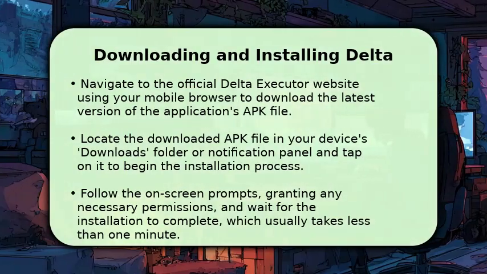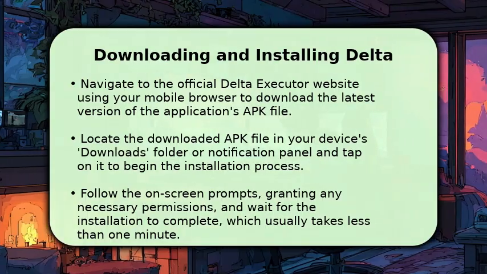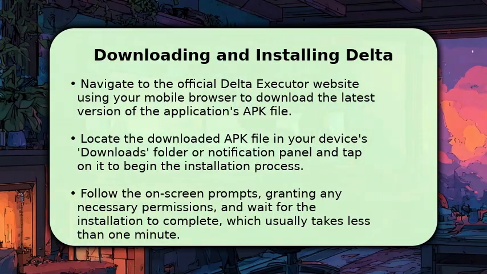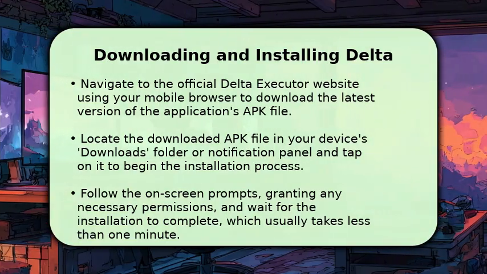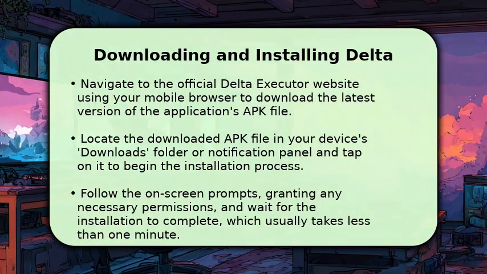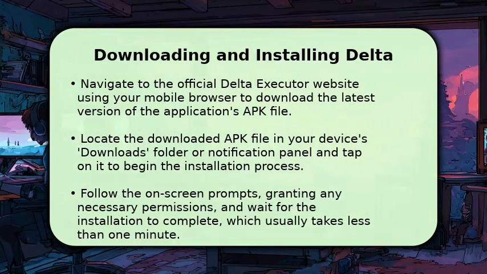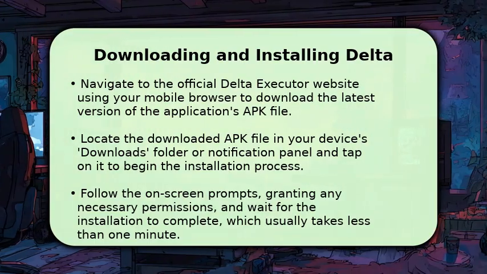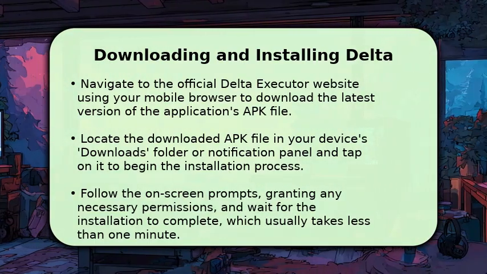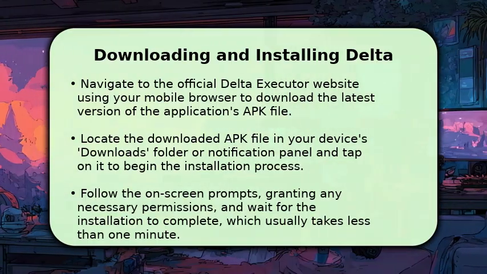Once your device is prepared, the next step is downloading and installing the Delta Executor. Always download from the official source to ensure you get a legitimate and safe version. After the download is complete, simply tap the file to install. You might see a few permission requests. Accept these to proceed. The entire installation process is quite quick, typically finishing in under 60 seconds, getting you closer to unlocking new possibilities within Roblox.